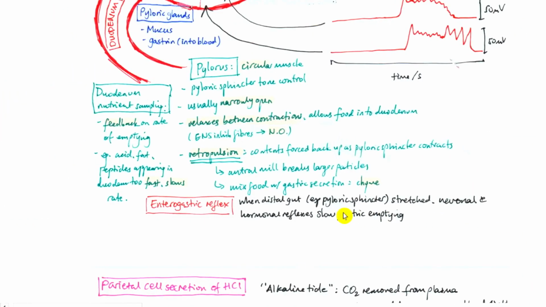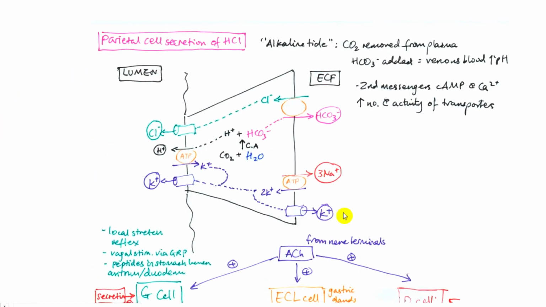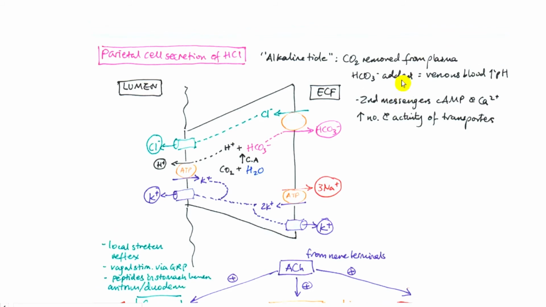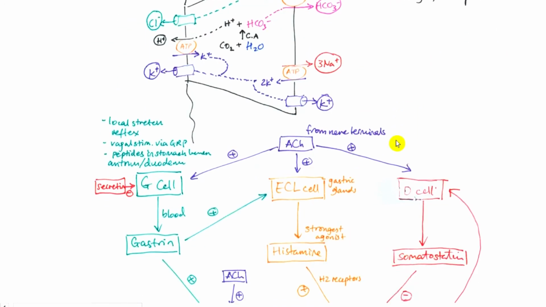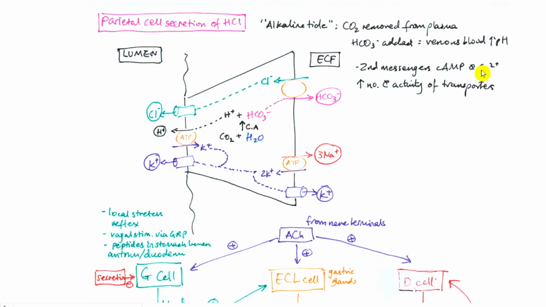The parietal cells can secrete hydrochloric acid, as we saw, and this is called an alkaline tide. So the carbon dioxide is removed from the plasma, bicarbonate is added, and this increases the pH of venous blood. So the parietal cells secrete HCl and add bicarbonate into the blood, and this makes the blood a lot more alkaline. And the way this happens is second messengers. So cAMP, cyclic AMP, and calcium increase the number and activity of transporters. We'll have a look at how that happens later.